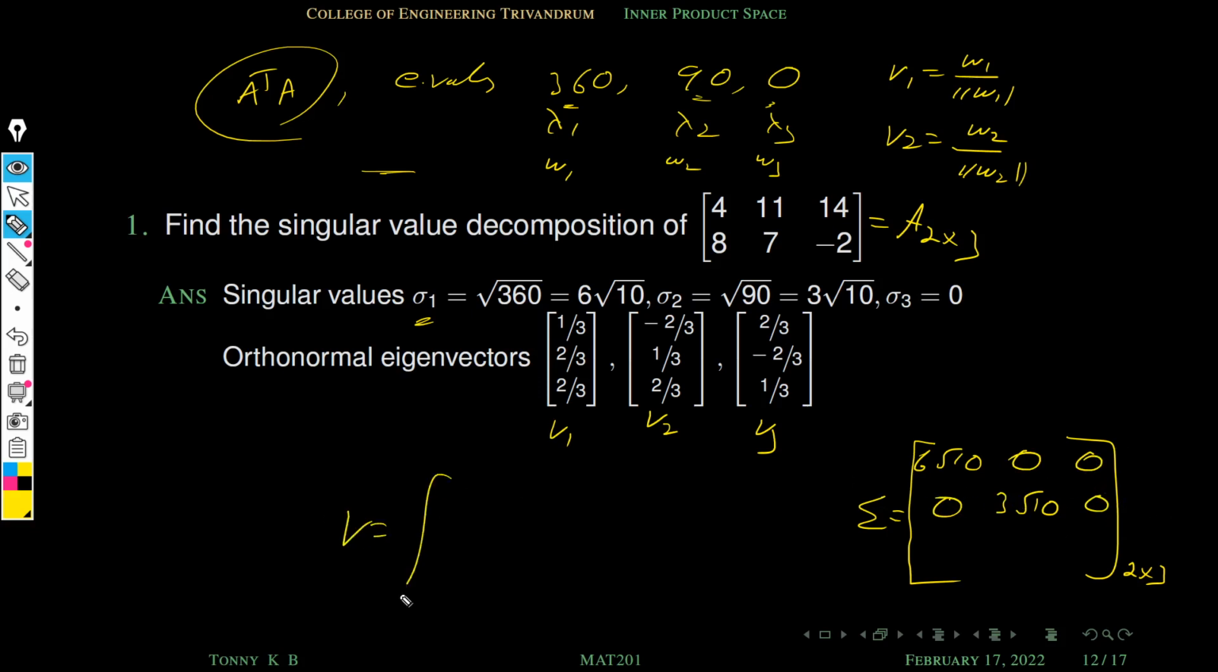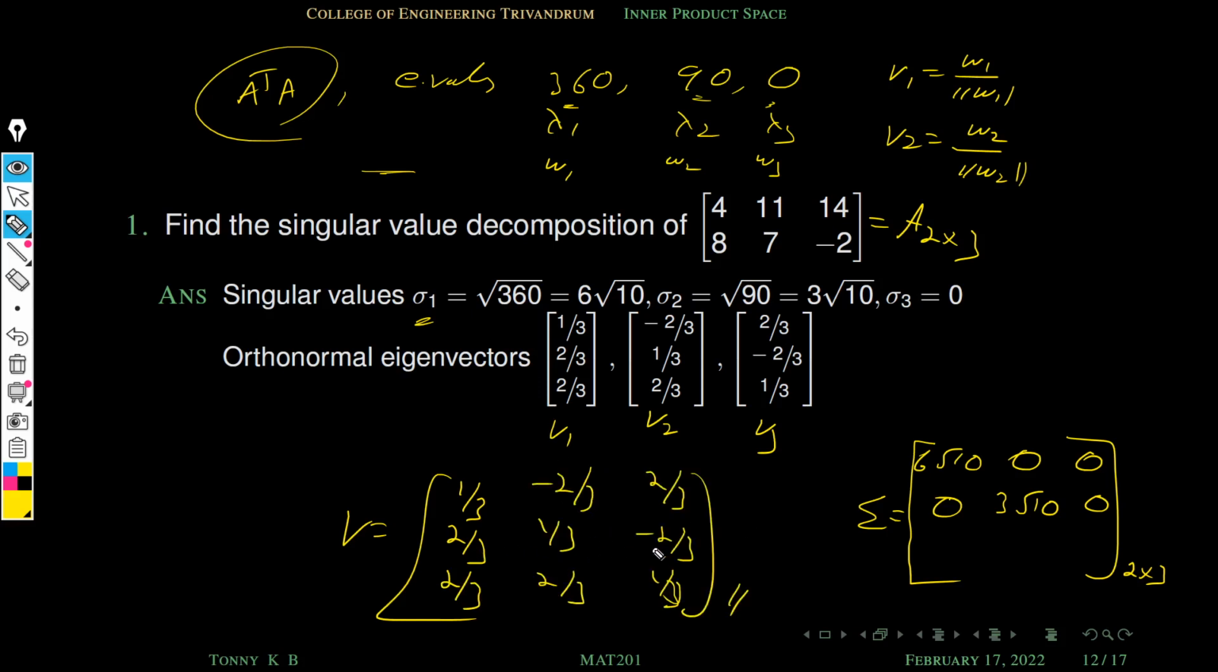And similarly, what is V? You just arrange V1, V2, V3 as columns. That means the first column is 1 by 3, 2 by 3, 2 by 3, and the second column is minus 2 by 3, and so on. So this is our V. Sigma and V are clear. Next we have to construct our U.